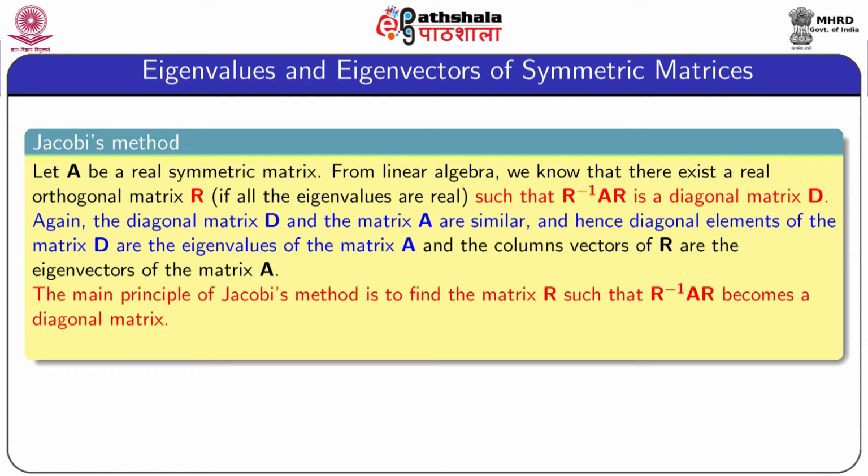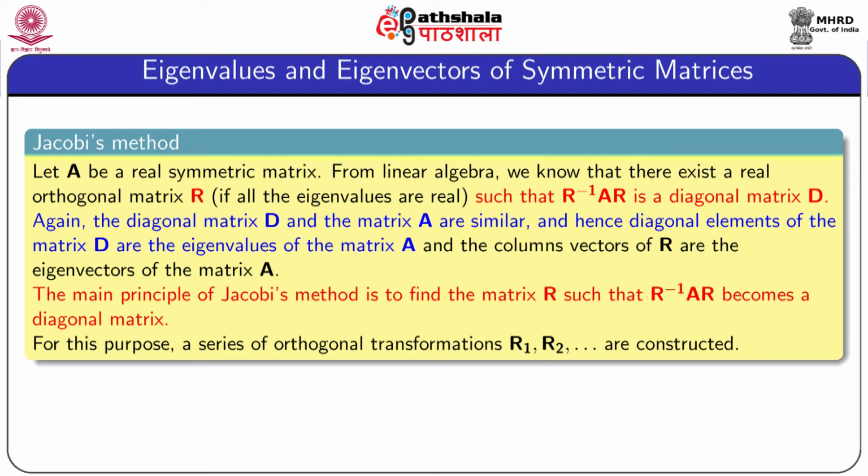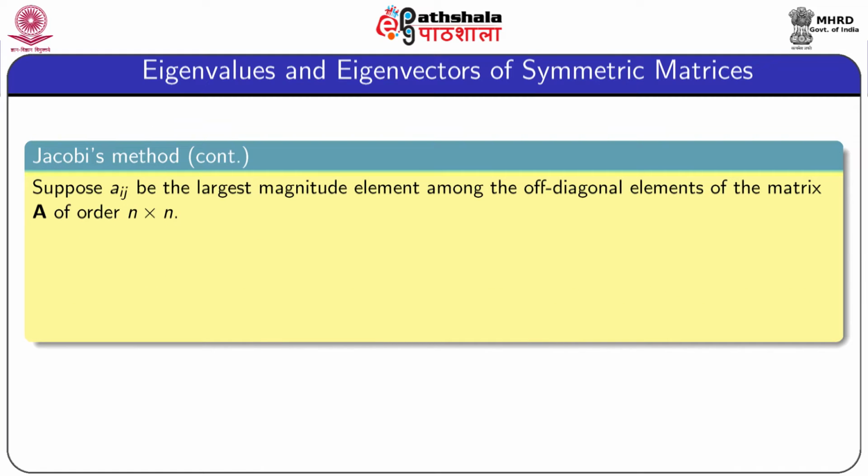So, this is the main principle of Jacobi's method: to find the matrix R such that R inverse AR becomes a diagonal matrix. For this purpose, a series of orthogonal transformations or rotations R1, R2 and so on are constructed and applied to the appropriate matrices. Suppose Aij is the largest magnitude element among the off diagonal elements of the matrix A of order n by n. Off diagonal elements means the elements other than the diagonal elements.